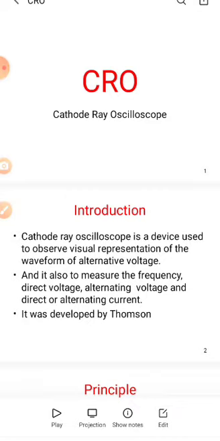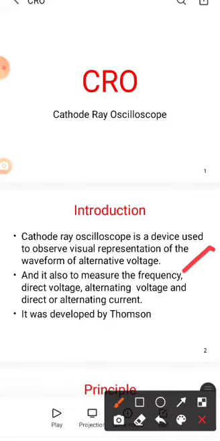It also measures the frequency. We use the CRO to measure frequency, direct voltage, alternating voltage, and direct or alternating current.